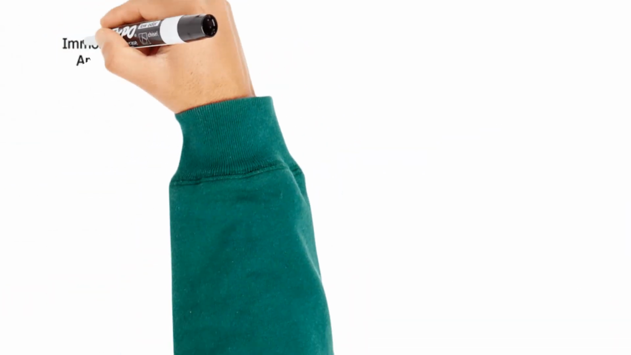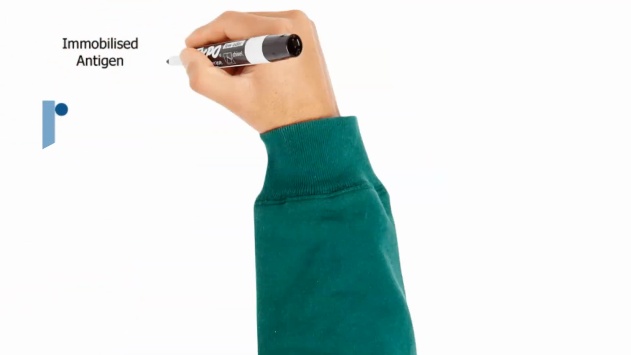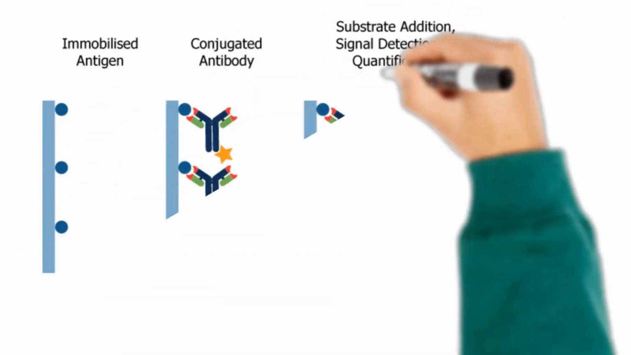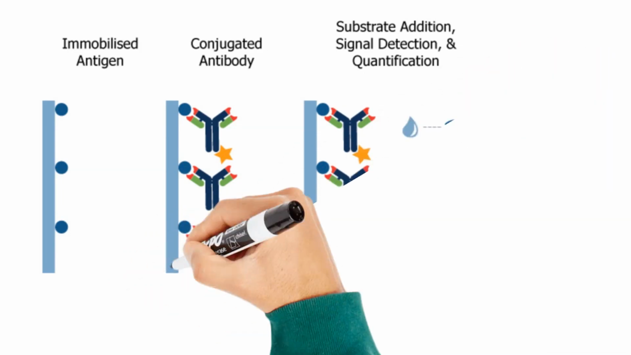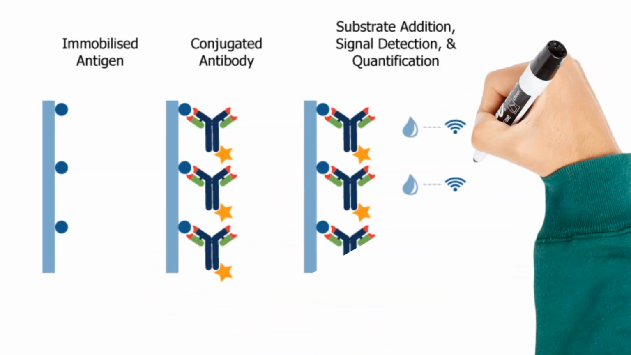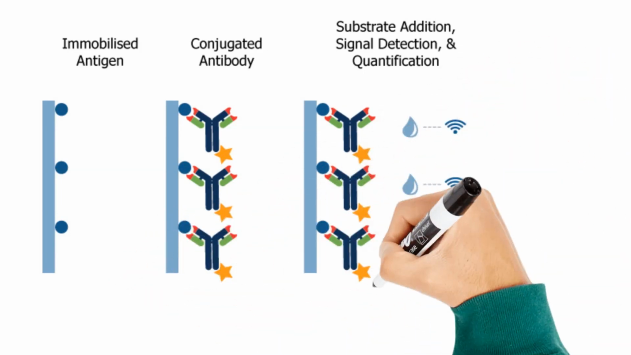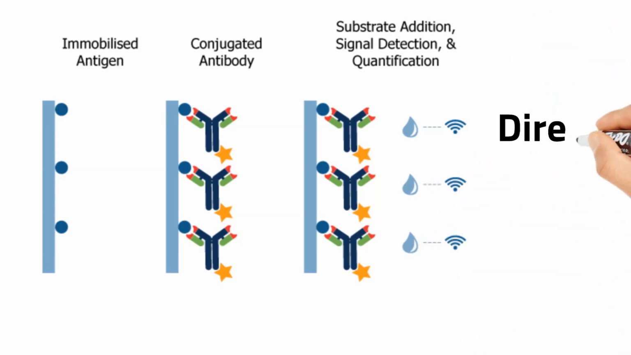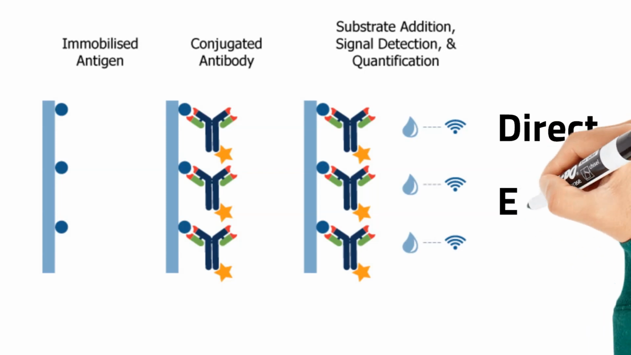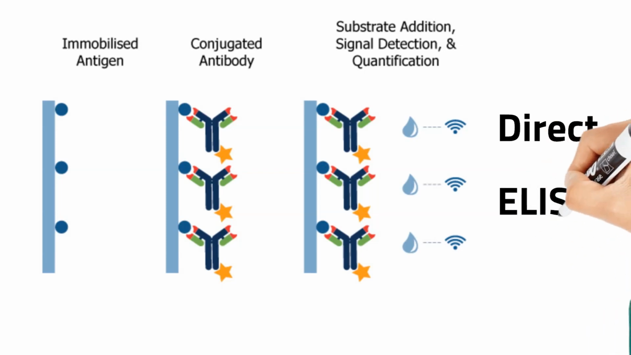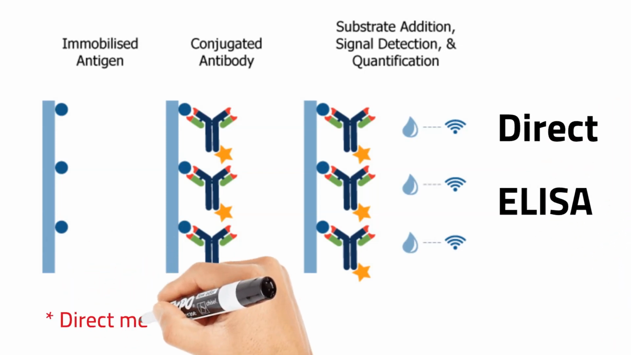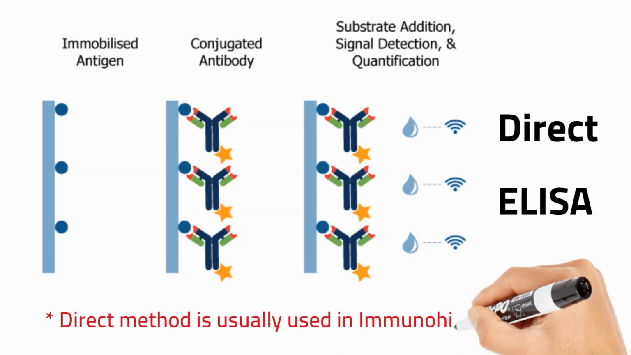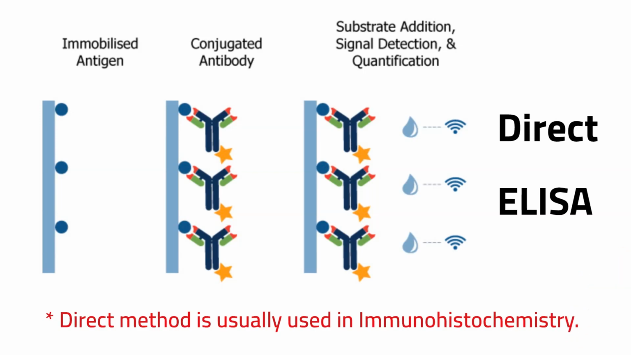The direct and indirect formats differ in their detection methods. The direct format uses only a primary antibody which is labeled and binds to the immobilized target antigen, forming an antigen-antibody complex. This is then detected and quantified after the addition of a specific substrate which will be catalyzed by the labeled enzyme, resulting in signal production. The signal is measured and correlates with the concentration of the target analyte in the sample. The direct method is usually used in immunohistochemistry.